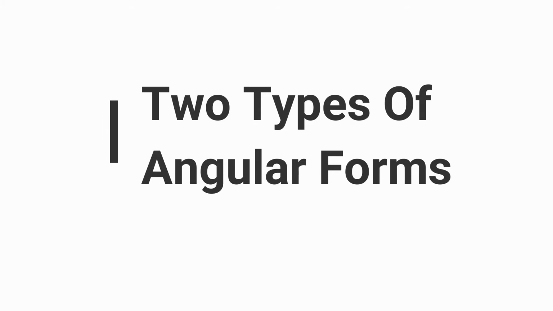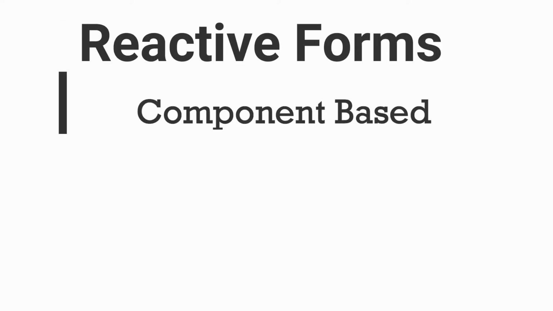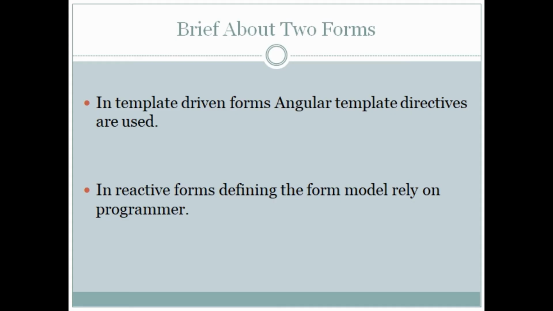Angular provides two ways to work with forms. First, template-driven forms, and second, reactive forms. In template-driven forms, Angular template directives are used to generate the model of the form. On the other hand, reactive forms rely on the programmer to define the form model. This is done in the component class instead of the template.